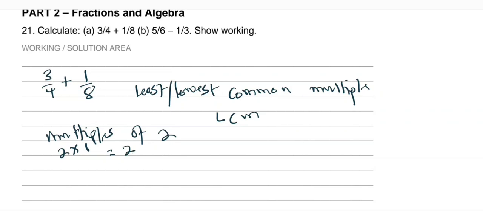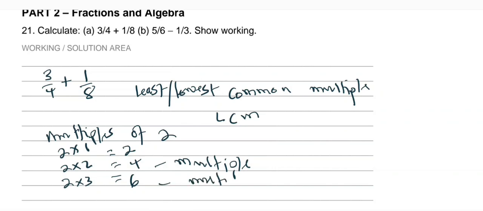That is 2. Then I want you to multiply 2 times 2. This is what? 4. 2 times 3. 2 times 3 is equal to what? 6. So this one is a multiple. This one is a multiple. This one is a multiple. Have you seen it? This one is a multiple because you are multiplying it by 1. Multiple.